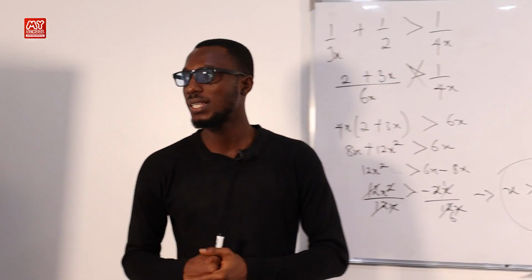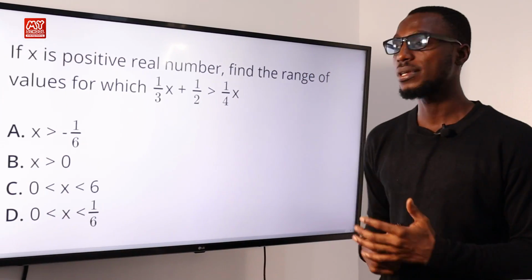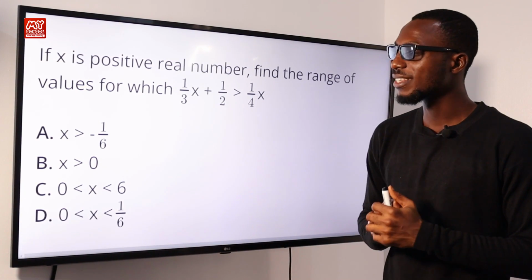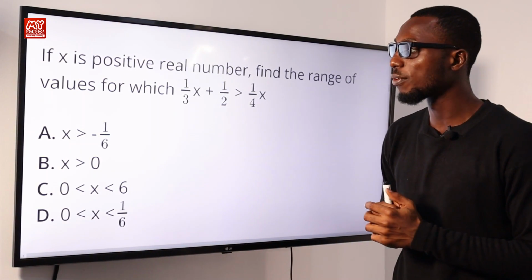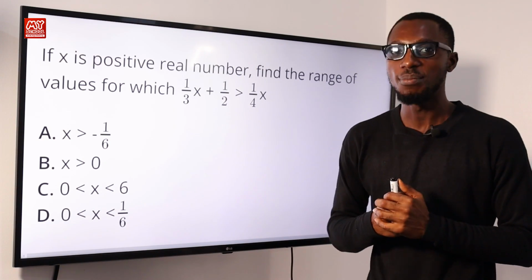So let's go back to the screen and select which one has the same thing as what we have just solved. Looking through all of the options, we will see option A, x is greater than minus 1 over 6. In the context of options provided us, option A is the most viable option.